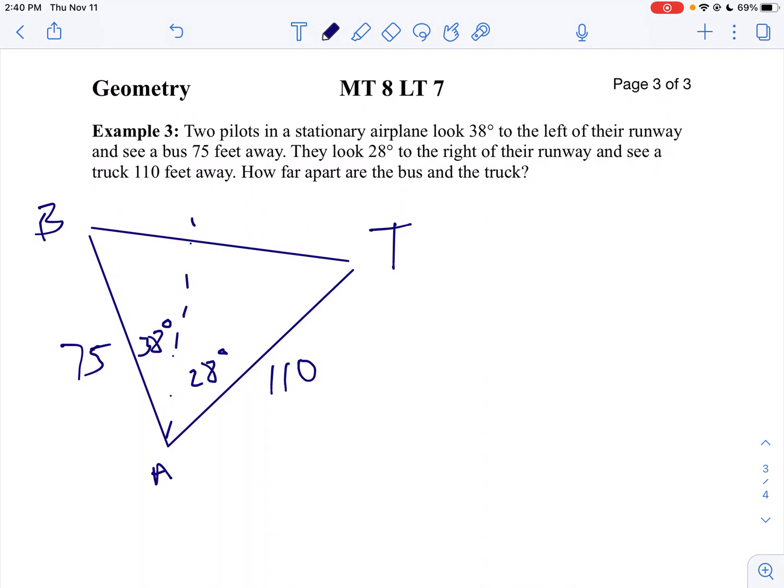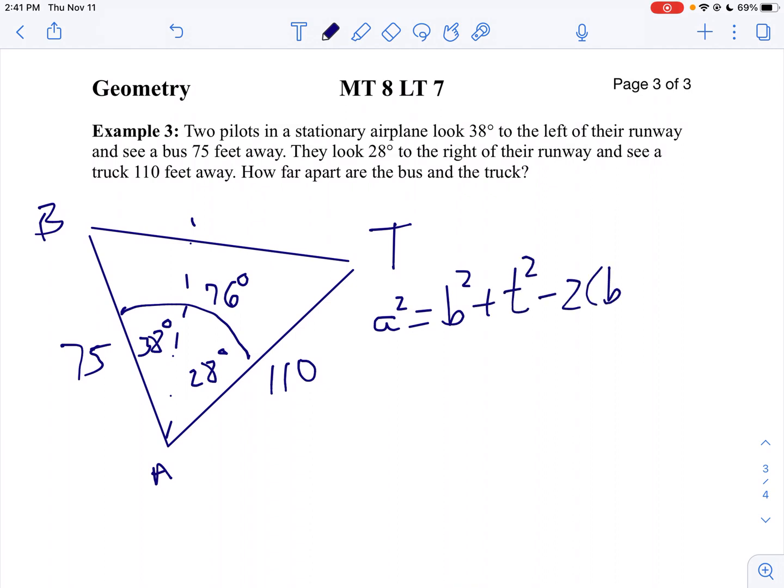Well, first off, let's look at this whole angle. 38 plus 28, that's going to be 76 degrees then, isn't it? So once again, notice what I've got here. I've got side, angle, side. So I'm going to use a lot of cosines. Since I have a, I think I'll use a squared. So I'll say a squared equals, I have letters b and t, so b squared plus t squared minus 2 times b times t times the cosine of a. Just using a lot of cosines with your different variables. So we're going to solve for a. I want to find a squared.